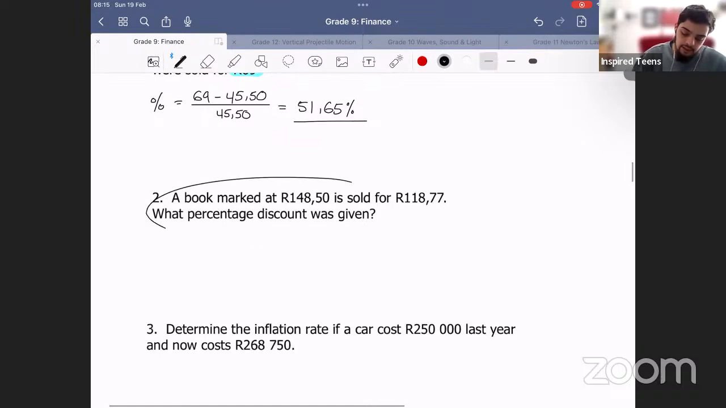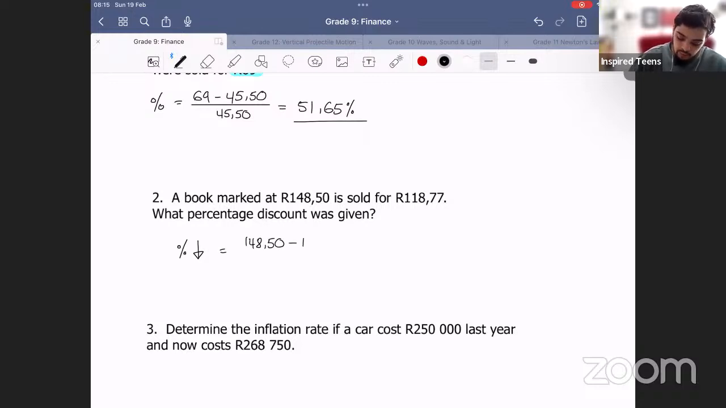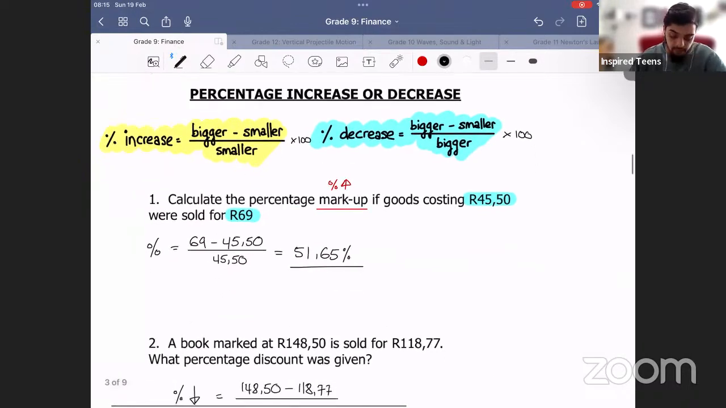Okay, let's look at a percentage markdown. A book marked at 148.50 is sold for 118.75. What percentage discount was given? So this is a percentage markdown, a percentage decrease. For percentage decrease, we're going to use the formula: the bigger value, which is 148.50, minus the smaller value, which is 118.77, divided by, in this case, not the smaller value, we divide by the bigger value.